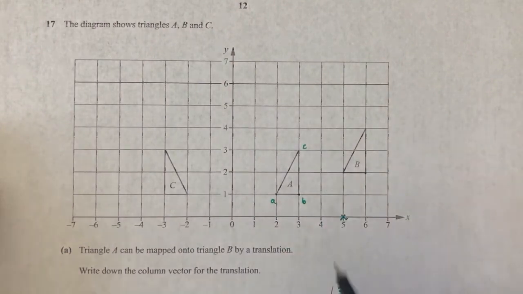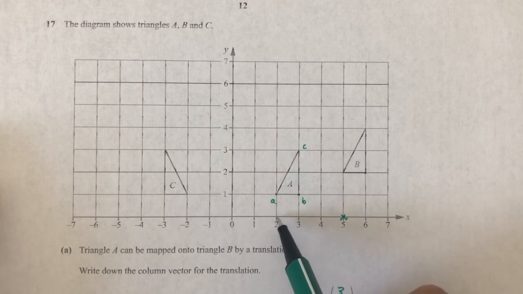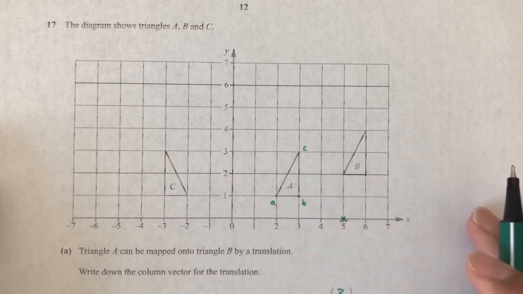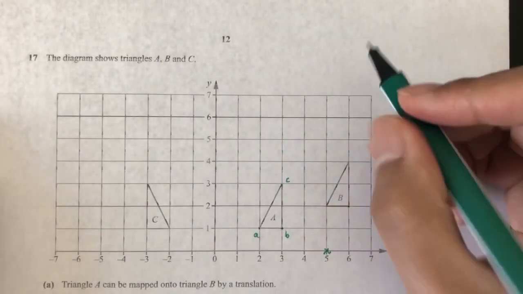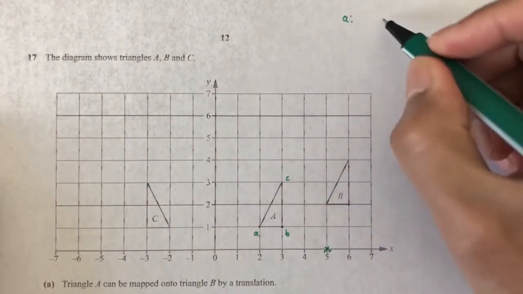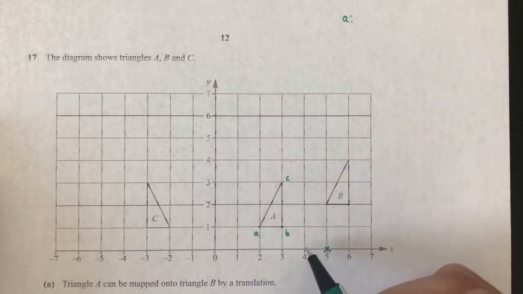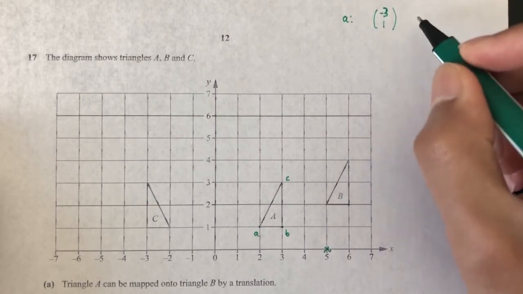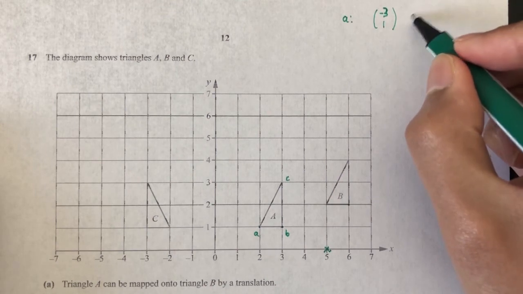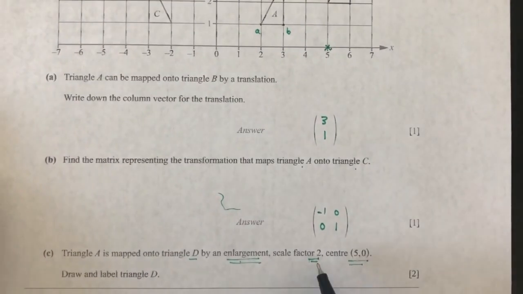Right. So let's count. For me to go to point A from my center, I have to move 1, 2, 3 to the left and 1 up. So let me write this here. From the center to point A, I have to move by the vector (-3, 1). So now I have to multiply this by 2. Why by 2? Because the scale factor is 2 for the enlargement.